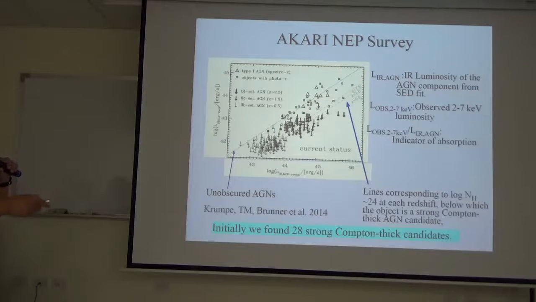So we drew a line. If a source had a column density of 10 to the 24 per square centimeter, which is slightly redshift dependent, it should come below this line. So we picked the sources below this line, and at that moment we found 28 of them, which we call strong Compton-thick candidates.